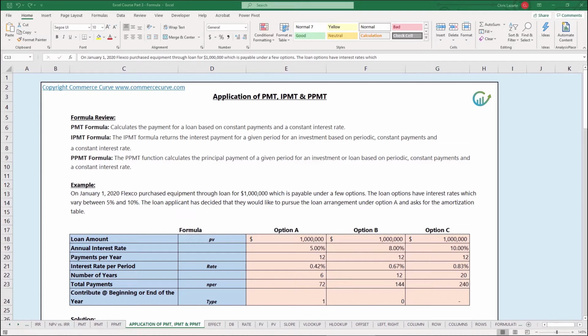These are formulas that you're going to want to use if you're creating a loan amortization schedule or payment waterfall, or just analyzing loan or investment scenarios in Excel and you want to run the mathematics on it. So let's jump into an example.